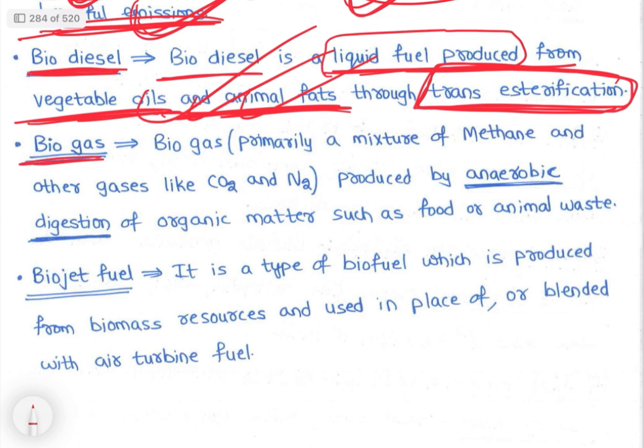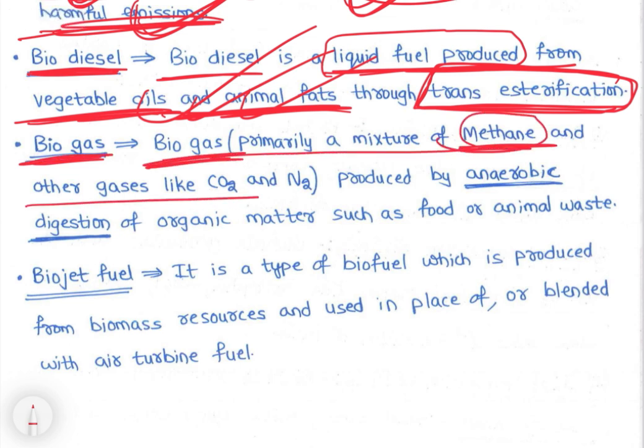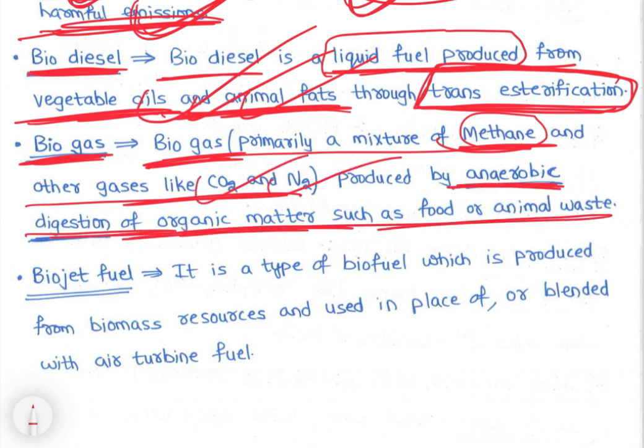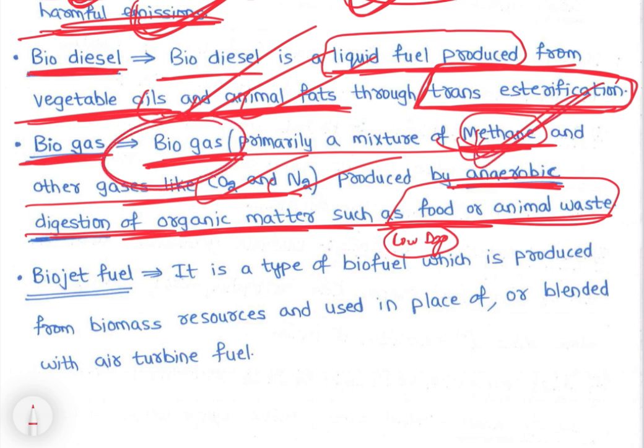Then आता है biogas, right? So biogas is primarily a mixture of methane and other gases like CO2 and N2 produced by anaerobic digestion of organic matter such as food or animal waste. See, with cow dung, right, we can generate biogas that is mostly methane, right? Anaerobic, जहाँ oxygen नहीं है, where if we put animal waste, right, or food waste, that will generate methane, right? Methane or biogas, right? Biogas is a combination of methane, CO2 and other gases, right? So biogas also we can use.